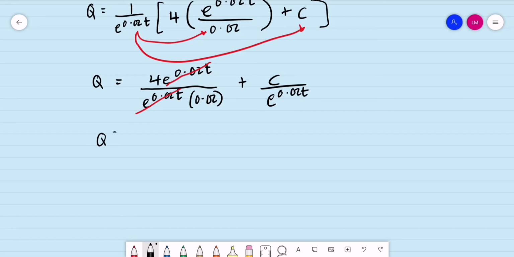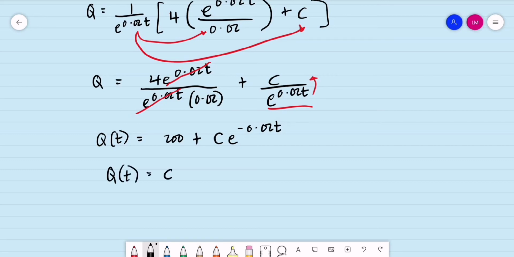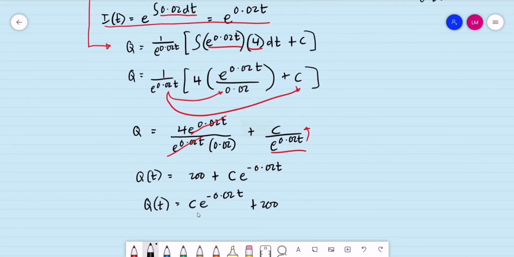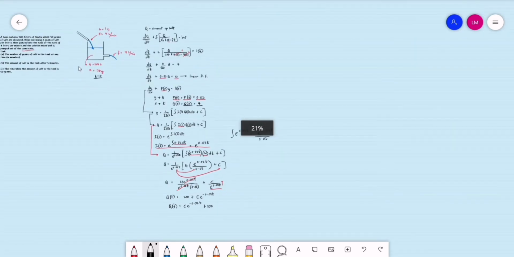The Q, or the amount of salt at any time t, is now equal to 200 plus, how do we bring this term to the numerator? All we have to do is change the sign of its exponent. That is c e raised to negative 0.02t. Or we have Q of t is now equal to c e raised to negative 0.02t, plus 200. To complete our working equation, we need to determine the value of this constant c.